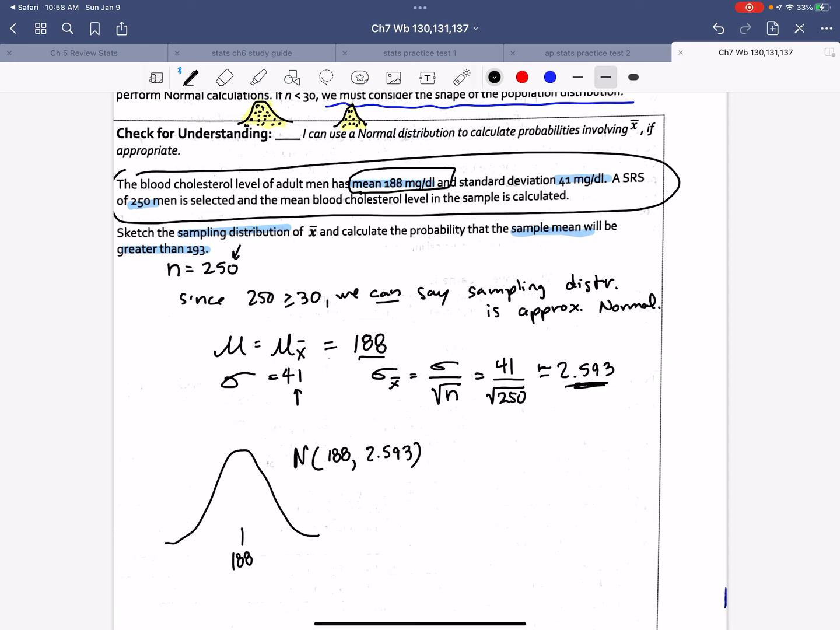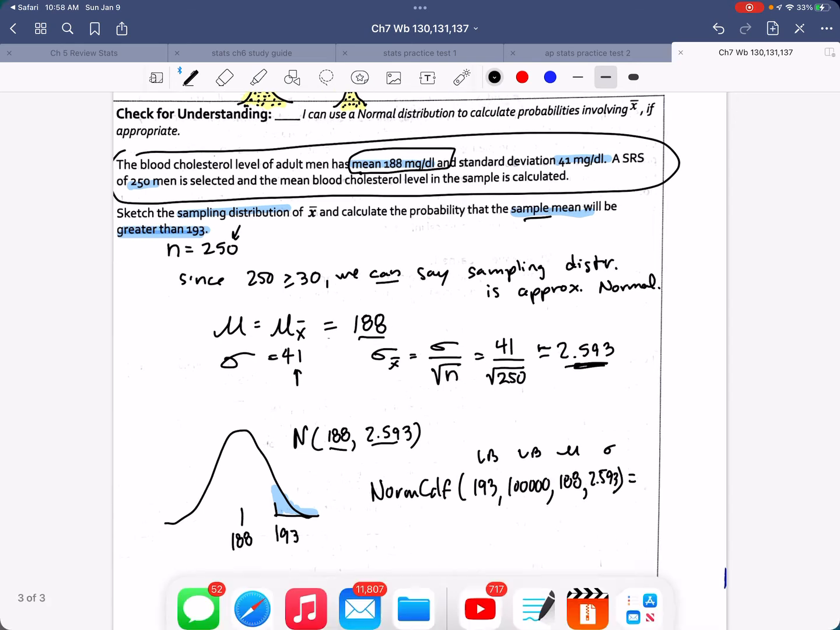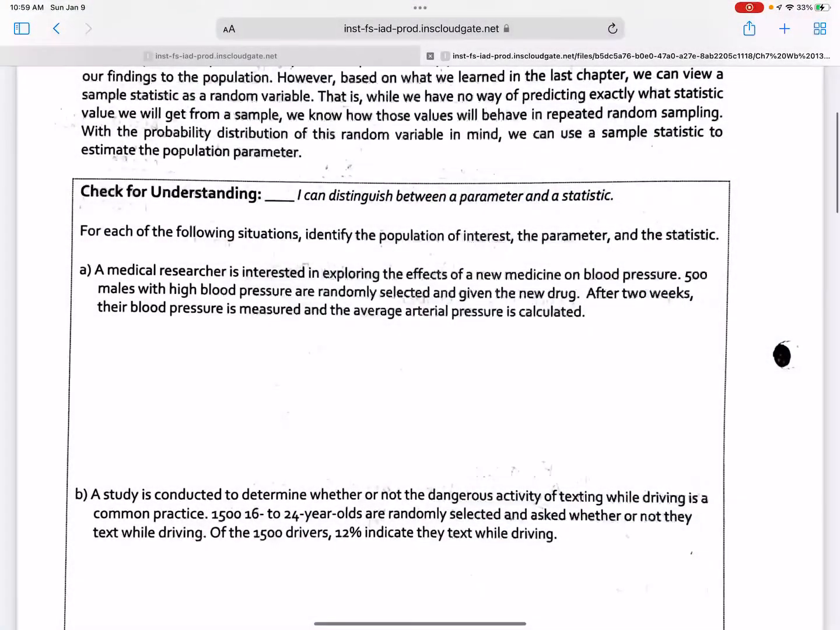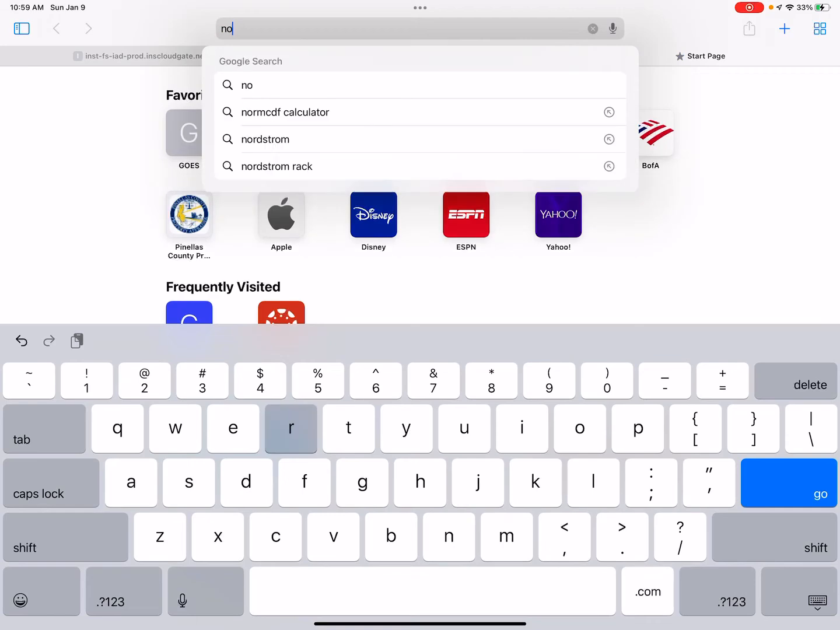Now they're asking, what would be the likelihood of it being greater than 193? So I want to find 193 on my number line and go to the right because they said the word greater. So this would be normalcdf: lower bound, upper bound, mean, and standard deviation. The lower bound is 193. The upper bound is a really big number. The mean is 188. And the standard deviation is not 41, because they asked for the sample mean. So it's 2.593.